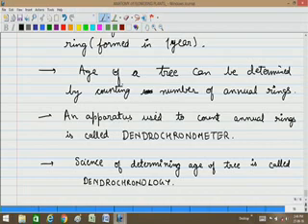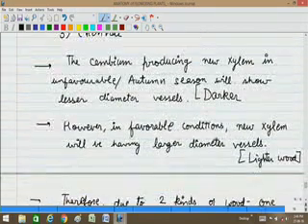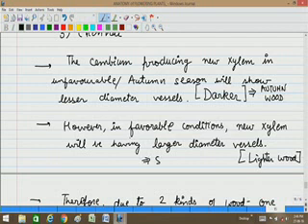And one more thing, darker wood, please make a statement. This darker wood is called autumn wood, and lighter wood is called spring wood. Please make this addition. Darker wood is called autumn wood, lighter wood is called spring wood.